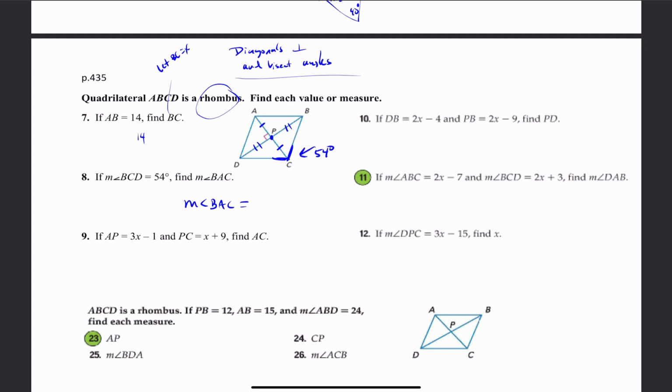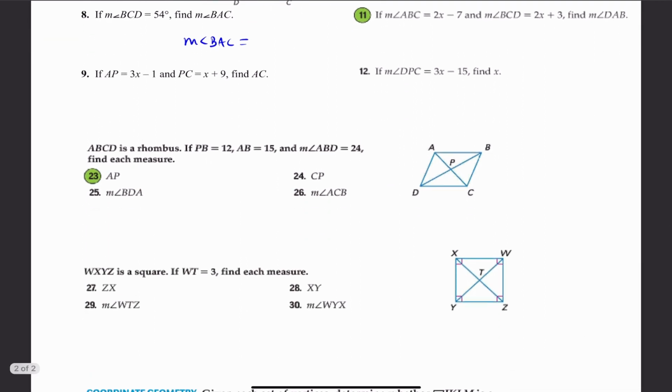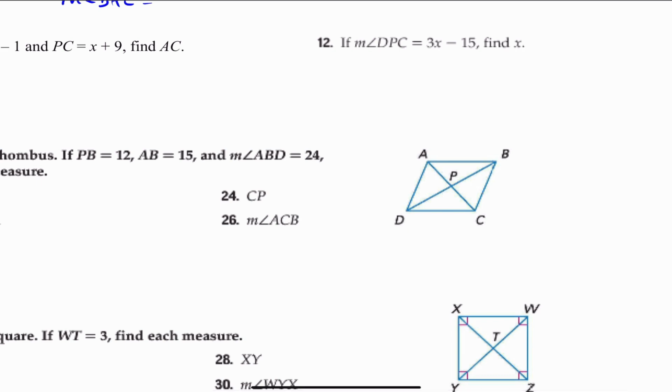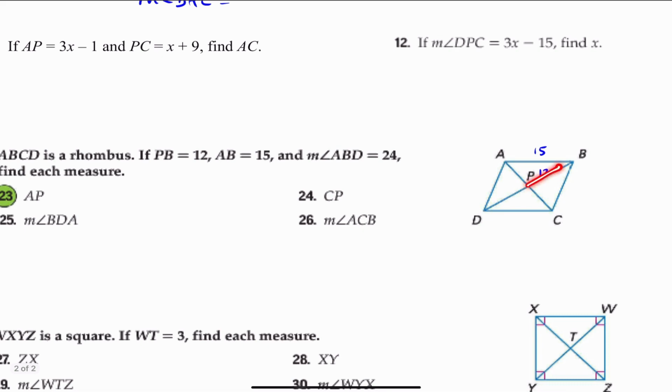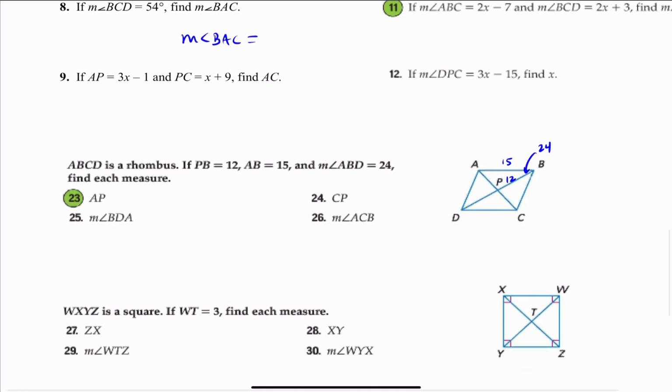Alright. So, the next thing I want to go ahead and do is look at this one. ABCD is a rhombus. If PB is 12, AB is 15, and the measure of angle ABD is 24 degrees, find each measure. Let me go ahead and draw this. So PB is 12 and AB is 15, and this is 24 degrees. My goal here is to figure out AP.